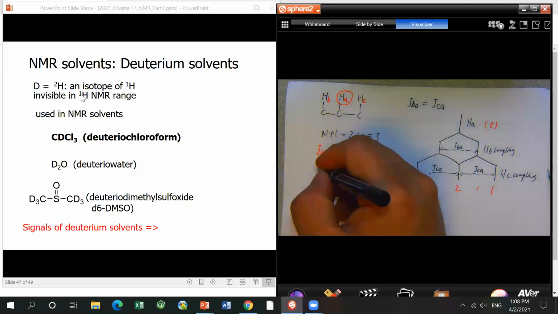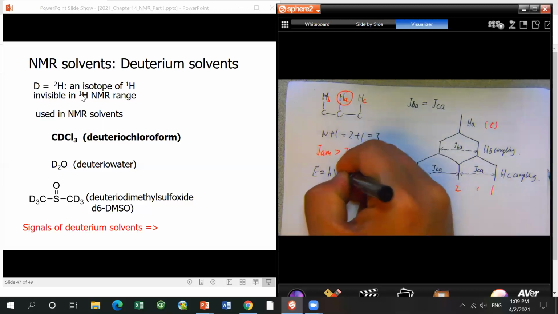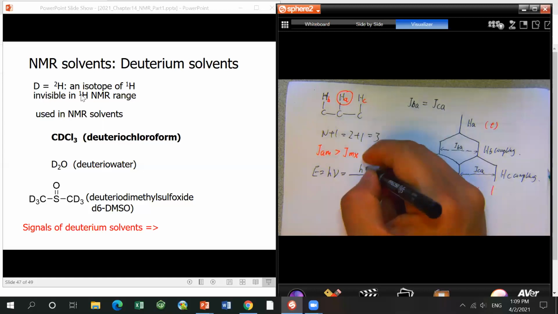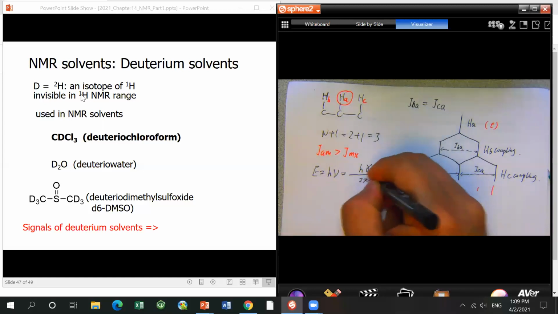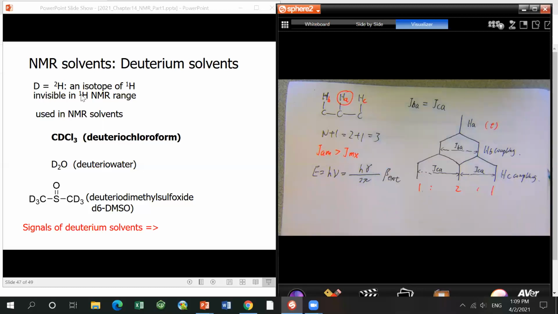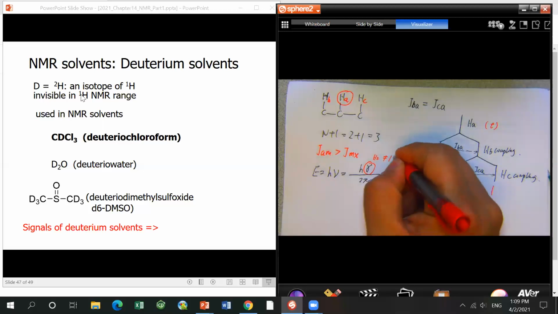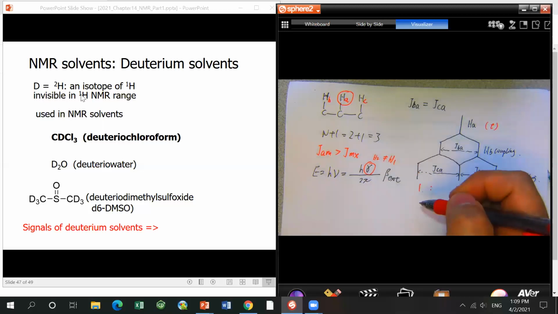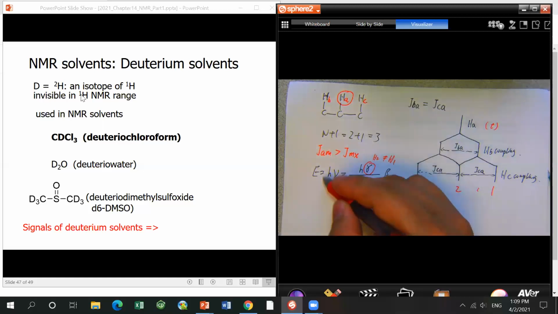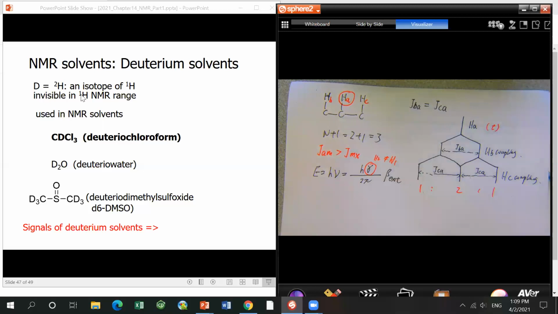Remember in the previous class, I showed the NMR calculation for proton, which we can do this way: gamma and 2 pi, B, and so on. This gamma is related to the individual nucleus. The H2 gamma is different from the H1 gamma, so deuterium shows a different frequency and appears in a different area of the whole NMR range. In other words, you won't see a deuterium signal in the regular proton NMR.